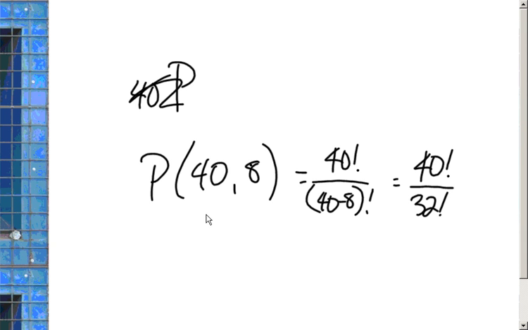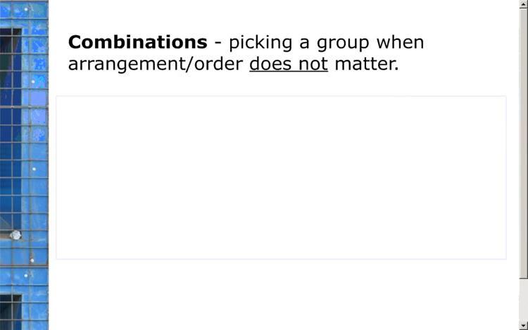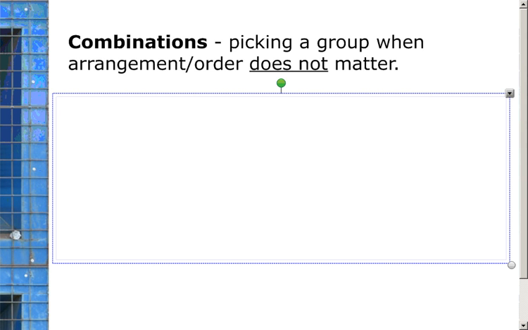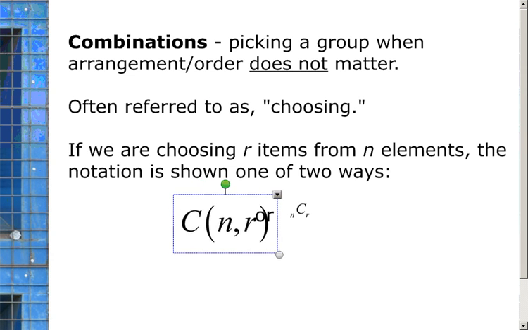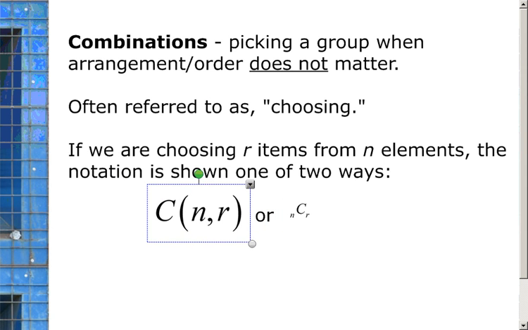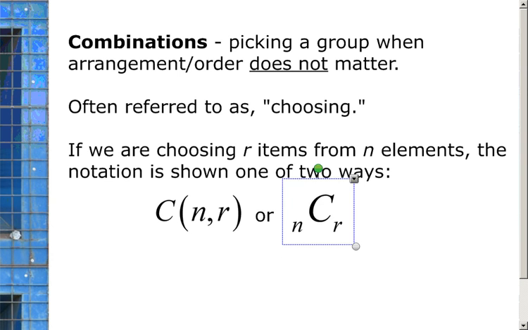Now the other way is, what happens if we've got combinations. Combinations are where order does not matter. All you care is that everybody's in a group. Either you're in the group or you're not in the group. There is no hierarchy to the group. So it's when picking a group of arrangements when order does not matter. And oftentimes you'll hear the word choosing in reference to it. And so if you're choosing r items from n elements, the notation is either a combination of n choose r, or n combo r, like that. And again, the second one is the way that you see it in the calculator. Pause, please.